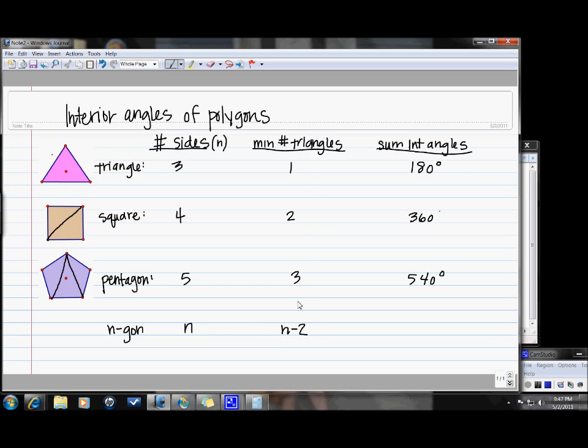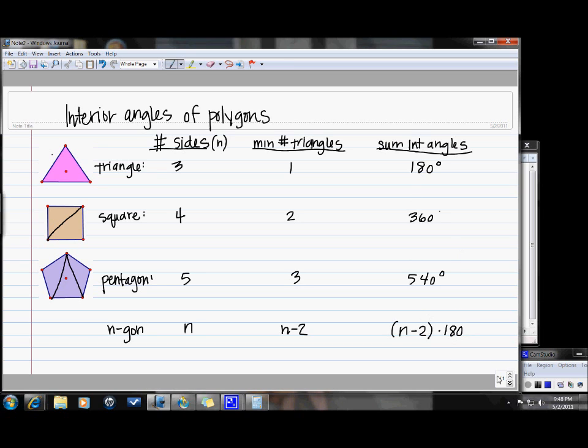And to get what we have here, the sum of the interior angles, we took this 1 and multiplied it by 180. We took this 2 and multiplied it by 180 to get 360. We took this 3, multiplied it by 180 to get 540. So we can take this n minus 2 in our general form, let's put it in parentheses, and multiply it by 180 to get what the sum of our interior angles are going to be.